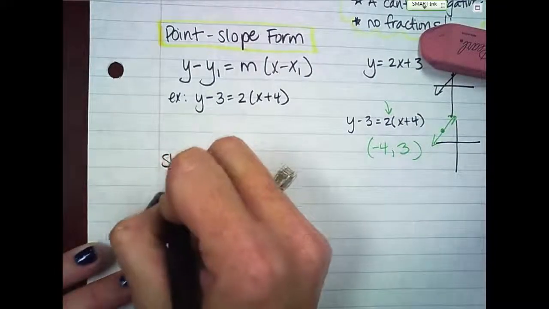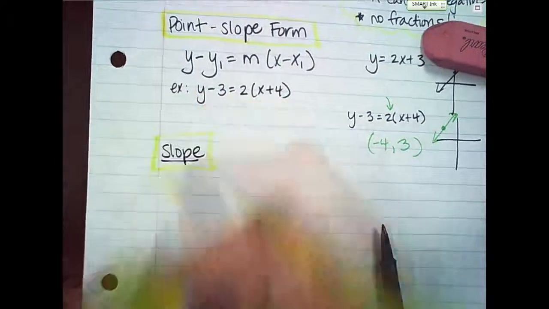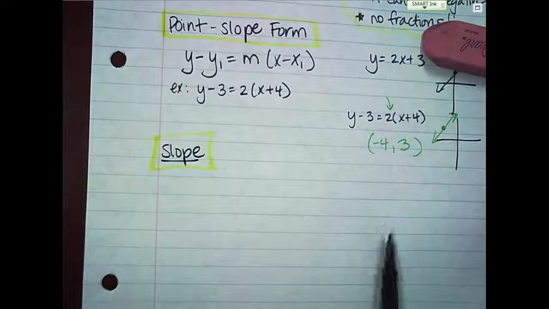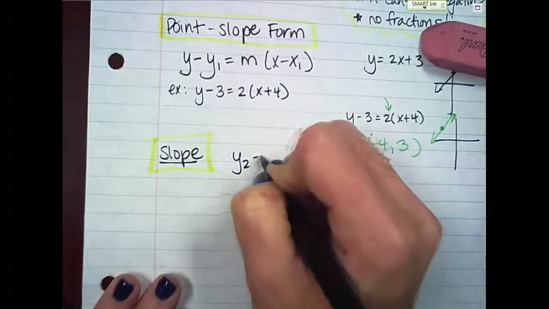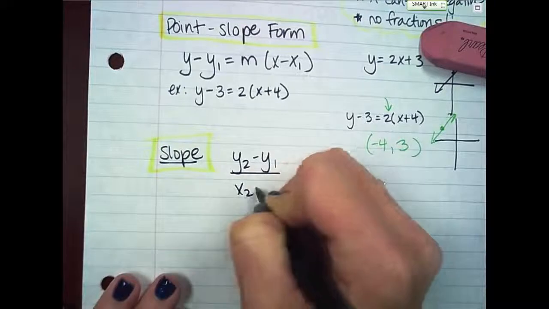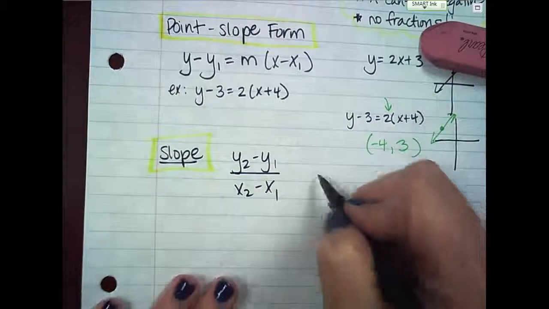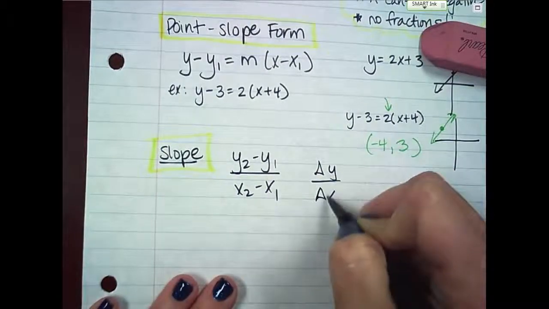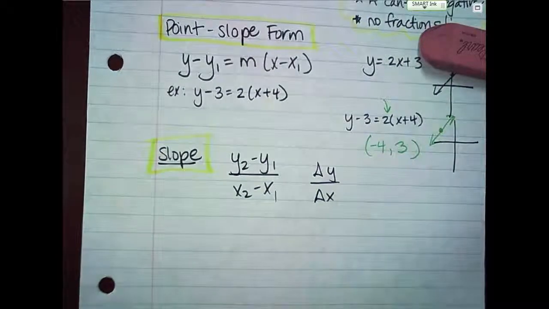Let's talk about slope. Okay, remember how to find the slope? How do we find slope? Change in y over change in x, right? Change in y, y2 minus y1 over x2 minus x1. Y goes on top. Sometimes you'll see it written as a little triangle. Change in y over change in x. Y'all seen that in chemistry before? It represents change. Change in y over change in x. Either way.